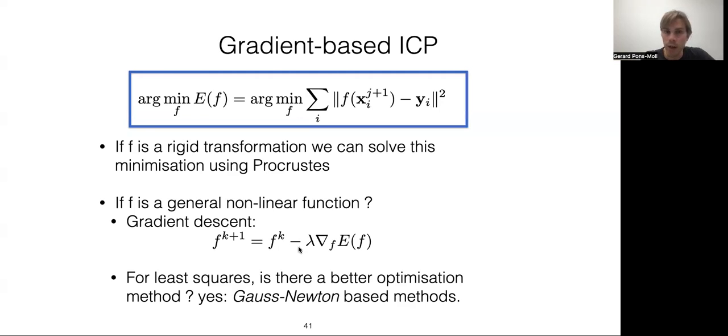Now, is there a better way of updating the transformation than gradient descent? Typically, yes. For example, you could use a Gauss-Newton method because this is essentially a least squares problem. When you have a least squares problem, there's an efficient way of computing approximations to the second order derivatives. So the Hessian, you can approximate the Hessian matrix with a Jacobian matrix only, and then you use something that is called the Gauss-Newton method.